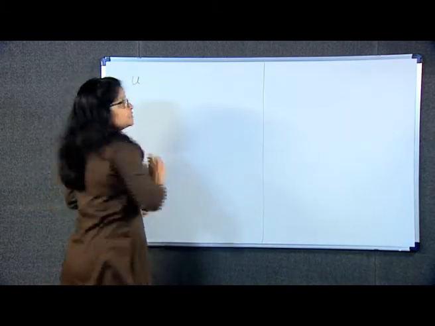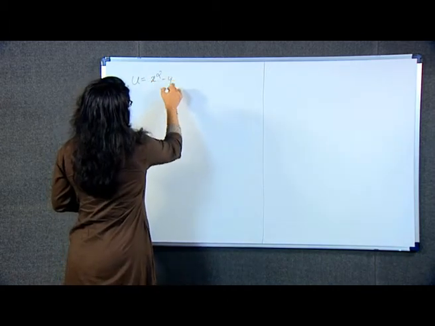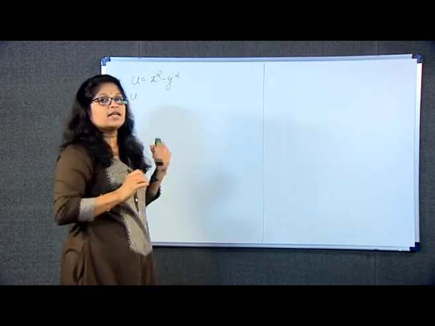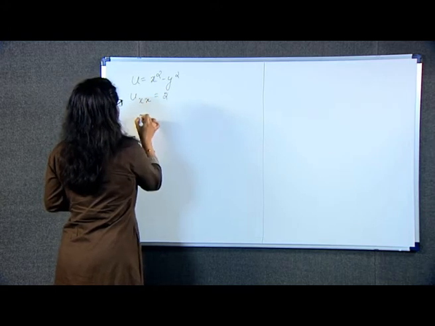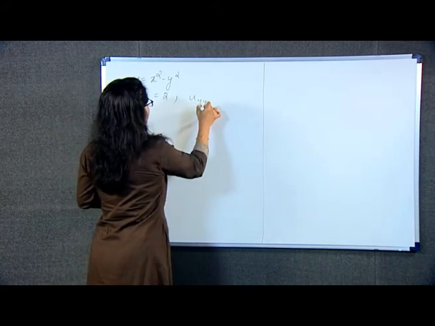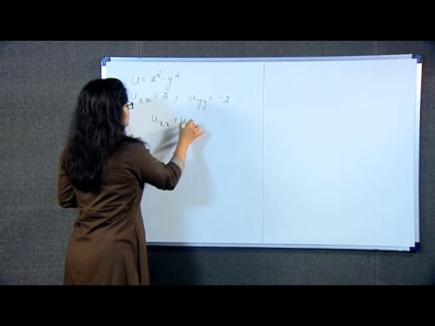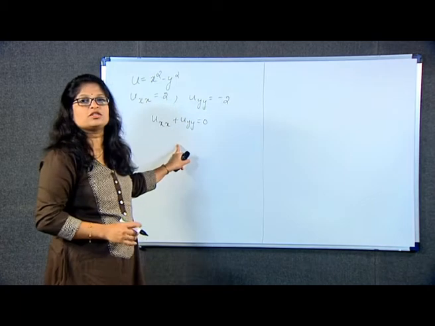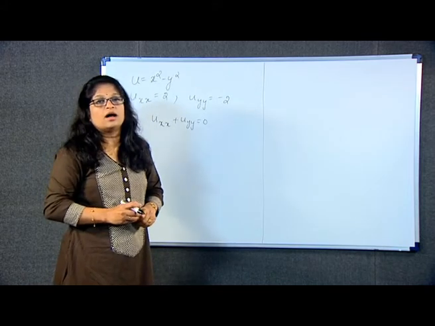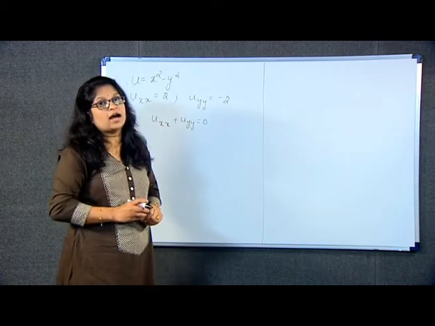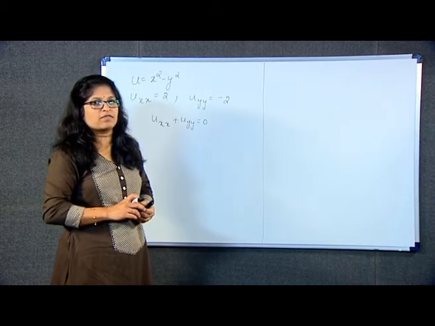We can easily understand what I have explained through an example. We take two functions, u is equal to x square minus y square, and you can see that this is a harmonic function. Let us quickly check it. uxx is 2 and uyy is minus 2. So the Laplace equation uxx plus uyy equal to 0 is satisfied, and the partial derivatives are continuous. Both conditions are satisfied and hence u is a harmonic function.